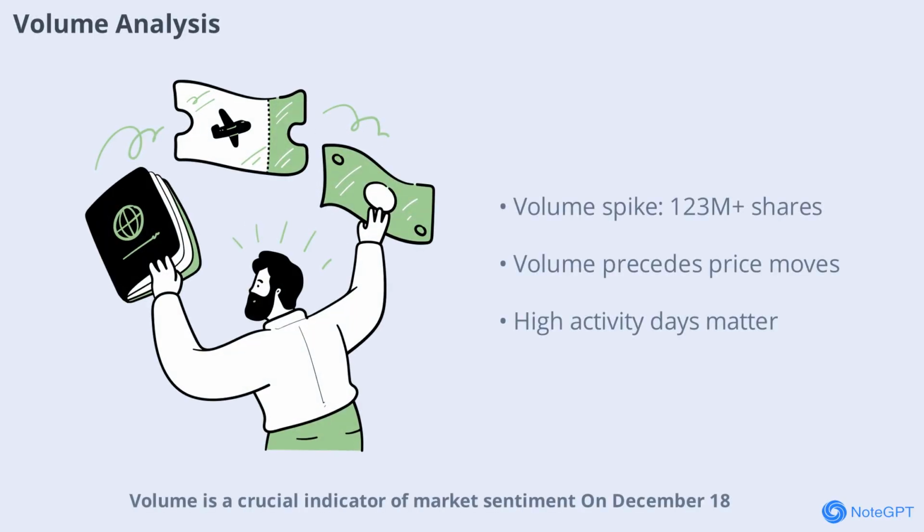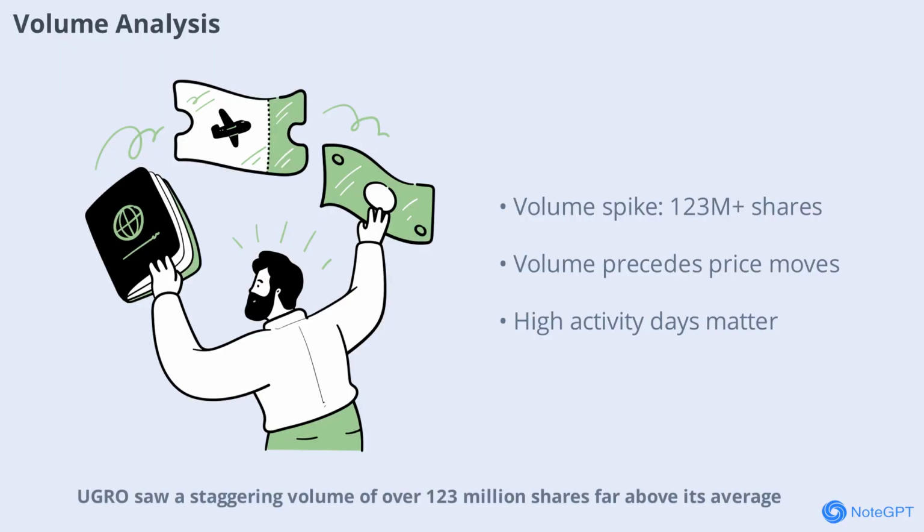On December 18, UGRO saw a staggering volume of over 123 million shares, far above its average. This spike in volume often signals heightened interest, possibly due to news or technical breakouts. Over the past 3 months, volume has fluctuated, with several days showing exceptionally high activity. Such surges can precede major price moves, making volume analysis essential for traders looking to anticipate future trends.